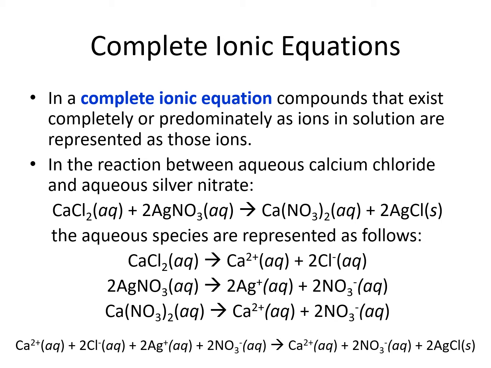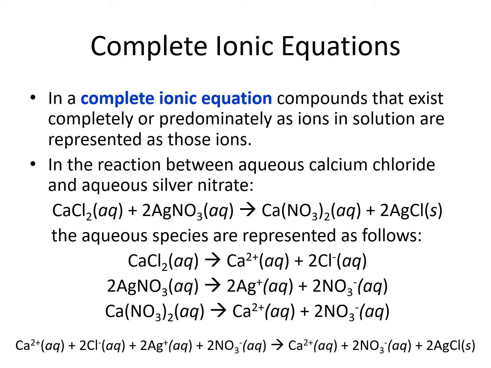The calcium ion has a +2 charge because calcium is in group 2A. The chloride ion is a -1 because chlorine's in group 7A. There are 2 chloride ions, which is why there's a subscript of 2 in the chemical formula. That subscript of 2 becomes a coefficient of 2 when we write it as an individual ion.